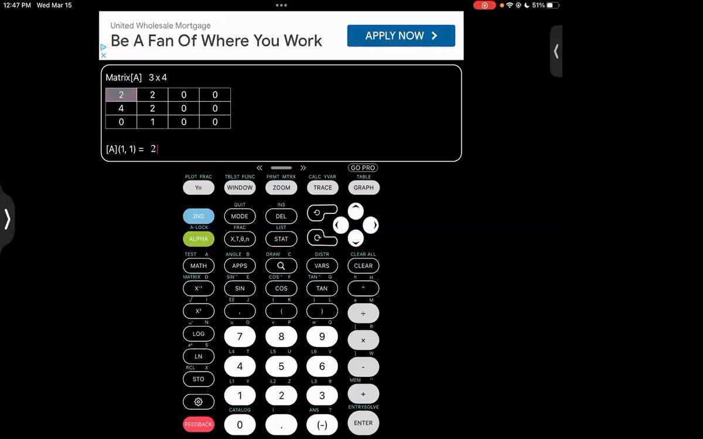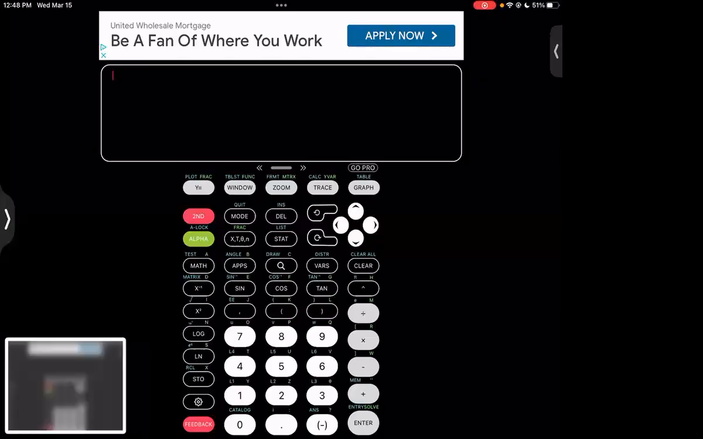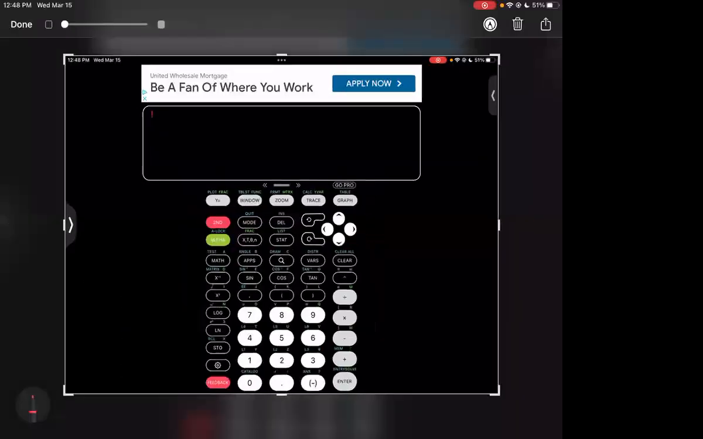Sorry, how did you open the matrix again? Okay, let me go back to the beginning. You see the button second in blue? Press that button. And then the next button is x inverse, x to the -1, the fourth one down. Those two. Can you see it? Yeah, I can see it.